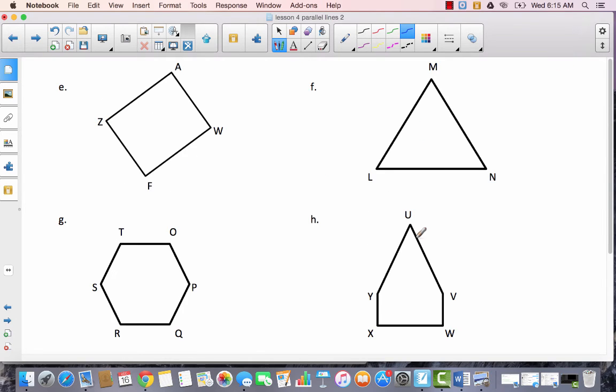All right, let's take a look at these. Try to do E, F, G, and H by yourself and then come back and see if you got the same thing. If you left any out, you can always add to it. All right, so I'm going to go ahead and circle figure E because I do see some parallel line segments. This line segment is parallel to this line segment, and this line segment is parallel to this line segment. So I'm going to say line segment ZA is parallel to line segment FW, and line segment ZF is parallel to line segment AW. Now when I look at this triangle, it has no parallel lines, so I didn't have to do anything to that.